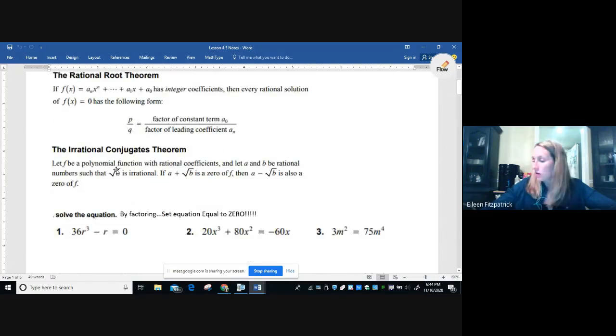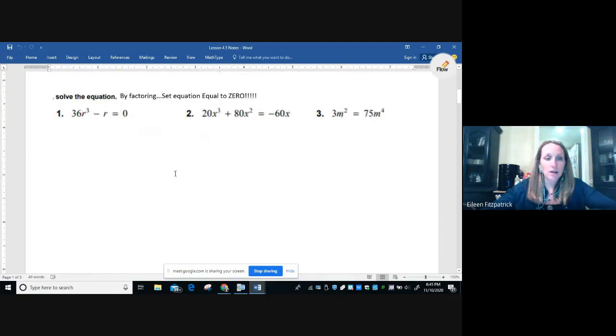The irrational conjugate theorem. Let f be a polynomial function with rational coefficients, and let a and b be rational numbers such that the square root of b is irrational. If a plus root b is a 0 of the function, then a minus root b is also a 0 of the function. This irrational conjugates theorem, again, will be discussed in more detail in day 2 of this lesson, okay?